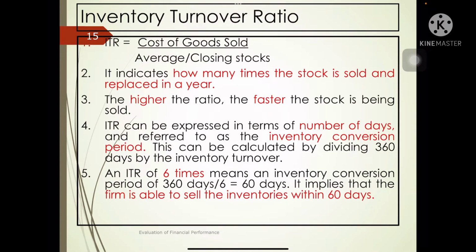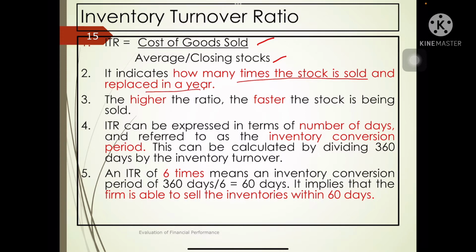So number one is the inventory turnover ratio. What we have here is the cost of goods sold. We divide by average stock or closing stock. If we have the opening stock and closing stock, then we can take the average. If we don't have the average, then we just take the closing stock or closing inventory. So this one indicates how many times the stock is sold and replaced in a year.